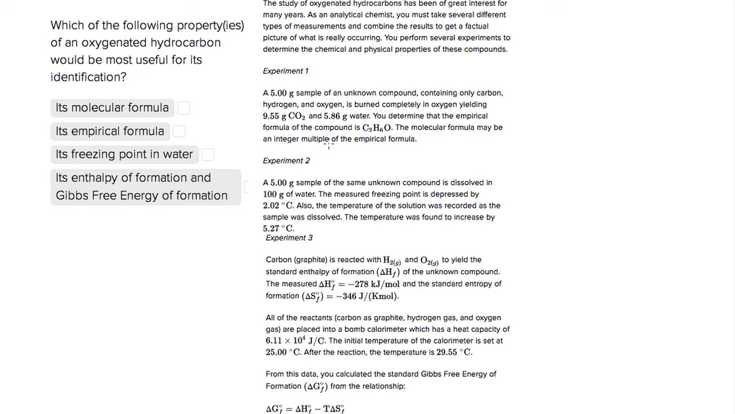This is Sophie Heller, and this is an ACT science question. The question is asking, which of the following properties of an oxygenated hydrocarbon, so this thing that we're performing a few experiments on, would be most useful for its identification? So let's go through our choices.